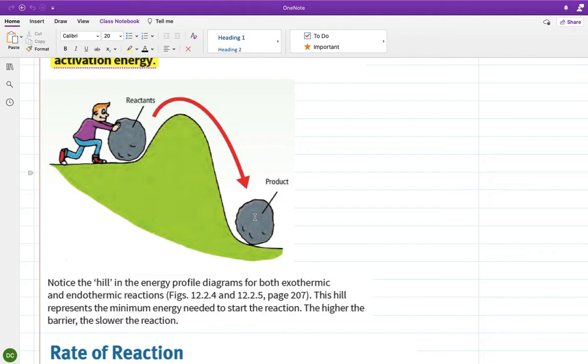That's sort of what's going on there. So they have to take in a certain amount of energy to hit that activation energy, and then the reaction can happen, and you end up with the reactants turning into the products. You get that little hill in both the exothermic and endothermic.